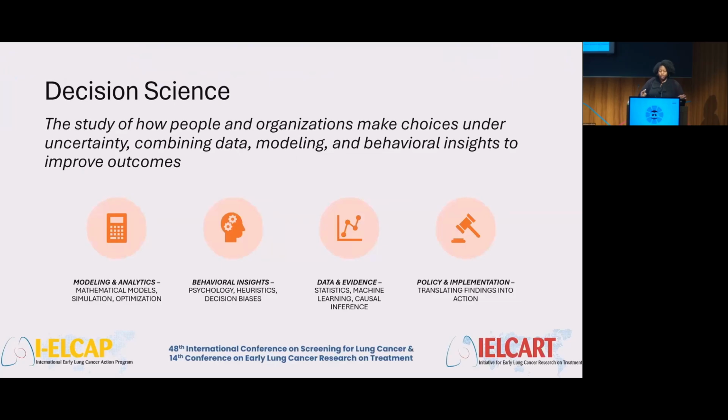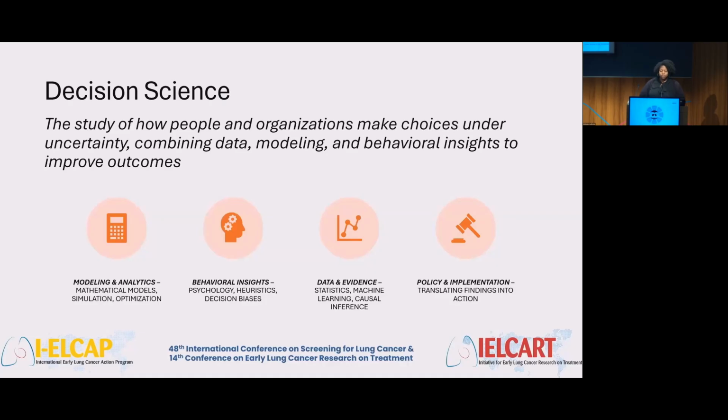So just to give an overview of what decision science means, this is the study of how people and organizations make choices under uncertainty. So really, we're interested in how you make a decision now, based on the fact that you don't know what's going to happen in the future. So we look at a lot of different probabilities and we figure out, well, if this one thing happens, this is how the patient may react. This is the expected survivability, or this is the expected quality of life. Would we make that decision? So that's essentially what we do in decision-making spaces.